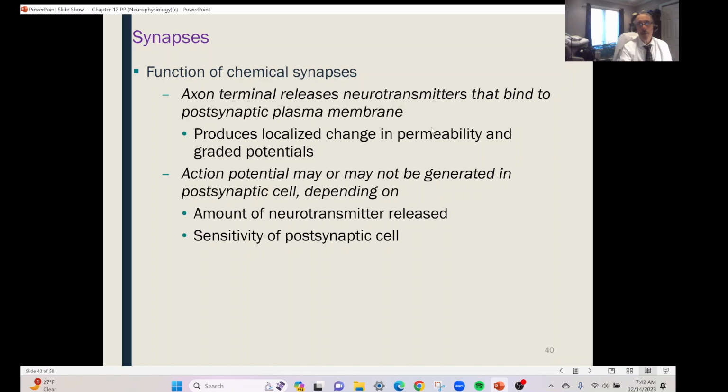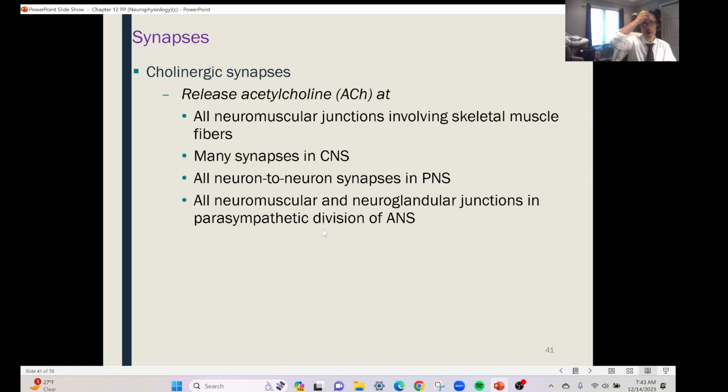I'm going to talk about this a little bit more at the end of this lesson when we do the information processing. Just kind of accept this for now, that an action potential may or may not be generated in that postsynaptic cell. And we'll talk about that in the information processing.